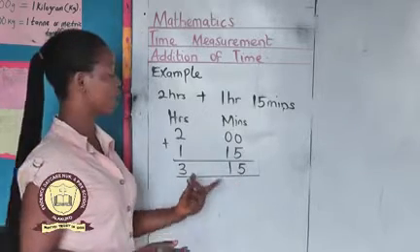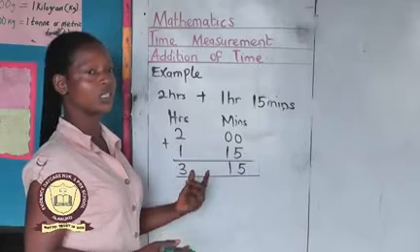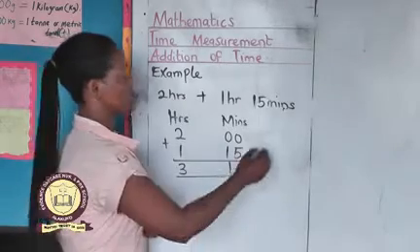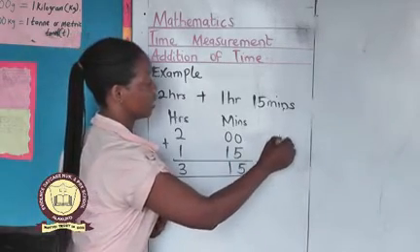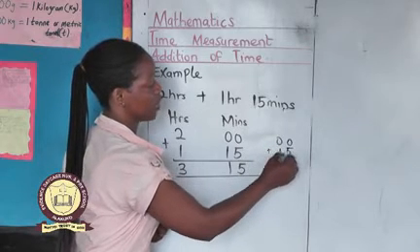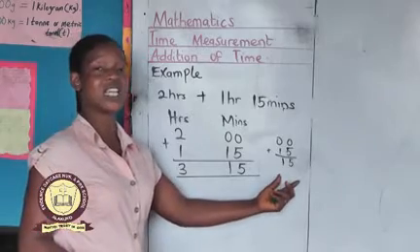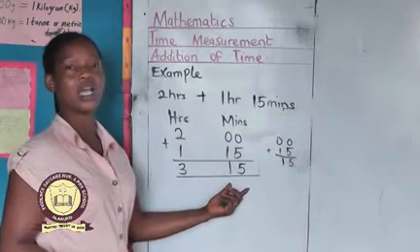But for you to know whether it is more than 60 or is above 60, the first thing you do is to work it out. This 0 you have here, plus 15. 0 plus 5 will give you 5. 0 plus 1 will give you 1. Because 15 is less than 60, we put it here.